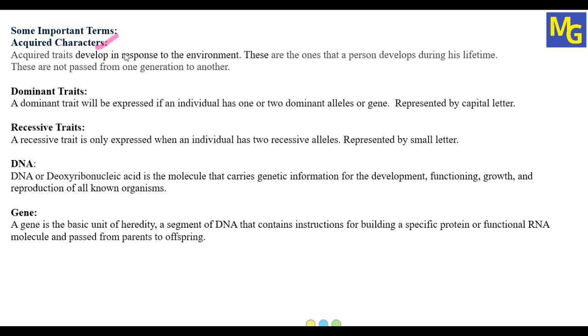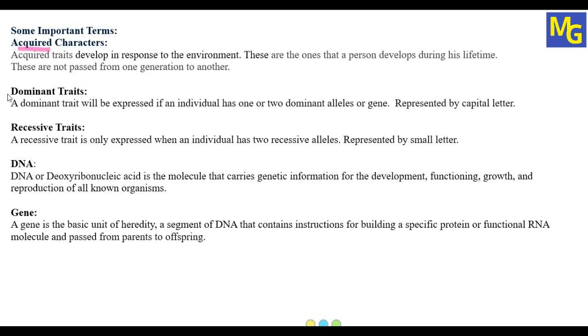For example, if you see human beings, by birth we will not know computer basics or how to drive a car or how to drive a motorcycle. All these things we learn in our lifetime. So those are called acquired characters. And whatever skin color, hair color, eye color we have, all those are inherited from our parents. So I hope you understood what is acquired and inherited.